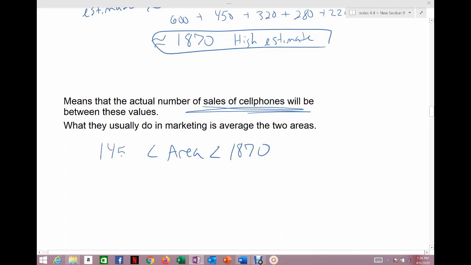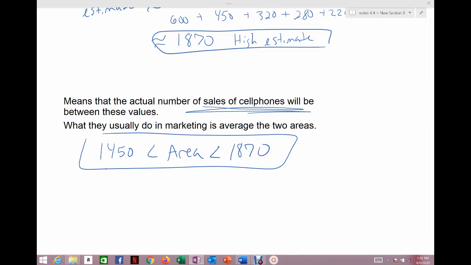So again, if I were just using this that we found, this would be my left, this would be my right hand sum. So if I was just using that information, I know that based on my research and the rates of change, over the first 50 days the phone is on the market, we should sell between 1,450 and 1,870. All right, that's what the sales number should be between.